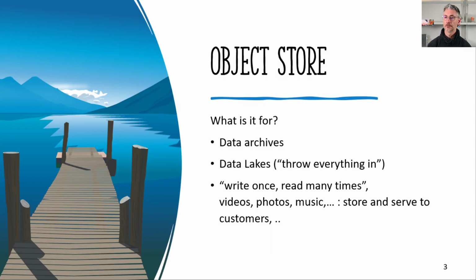So what is an object store good for? We can use it for data archives, where we dump all the data in and we just need to retrieve it based on that key. We can also build data lakes on it, where we sort of throw all the data in. And we have many applications where we write once but read many times, like for example our video library, video streaming, photos, music and so on, if you want to store and serve all these data to many users.